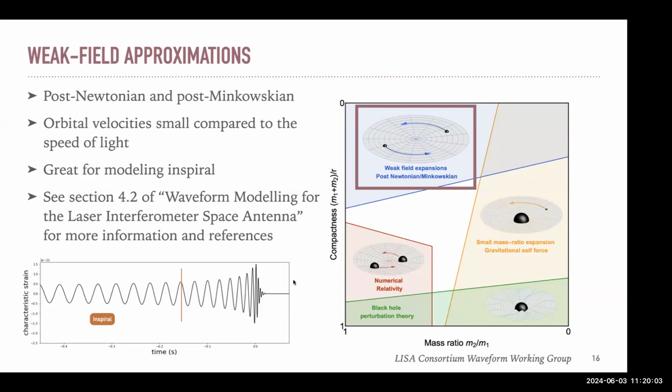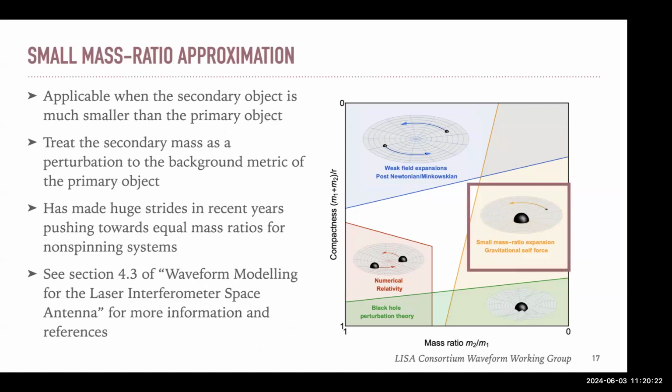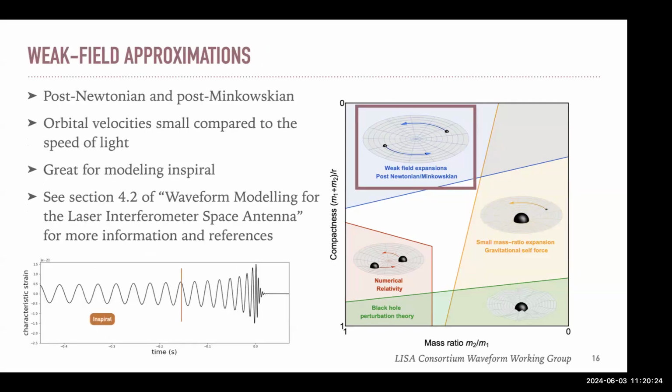So when your black holes are really far apart, you have orbital velocities that are really small compared to the speed of light. And this is really great for modeling inspiral. Black holes, again, are really far apart. There's the section in the waveform white paper to go back to, 4.2. Why that works is you're able to make approximations that work when your speed is much less than the speed of light. And so you can solve them analytically and semi-analytically and run efficient simulations.